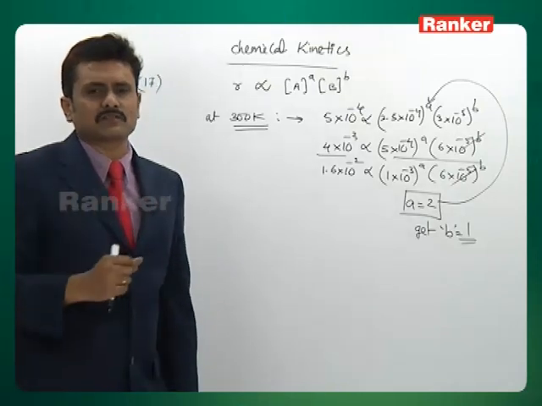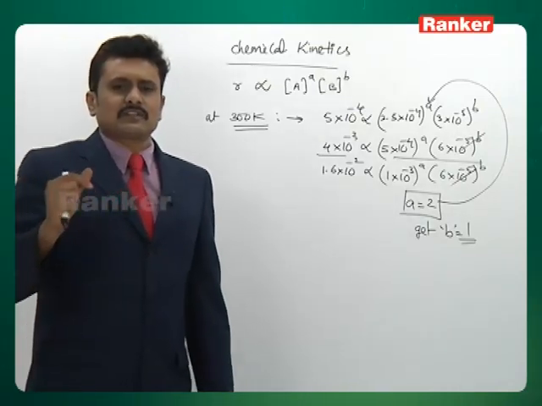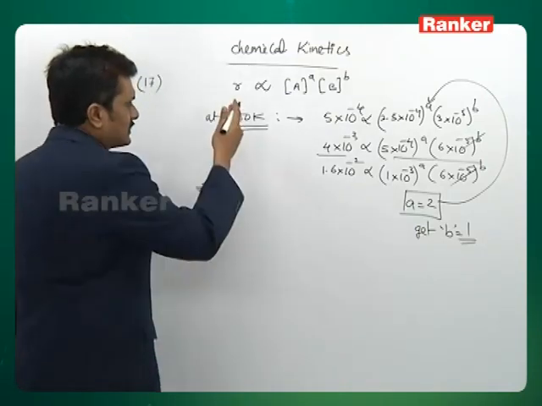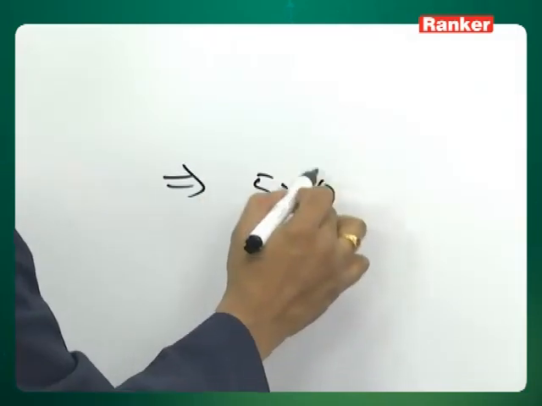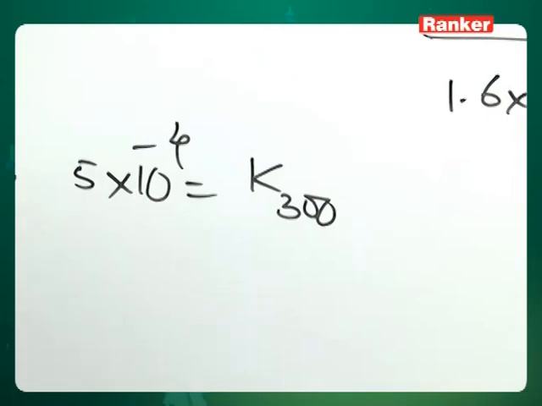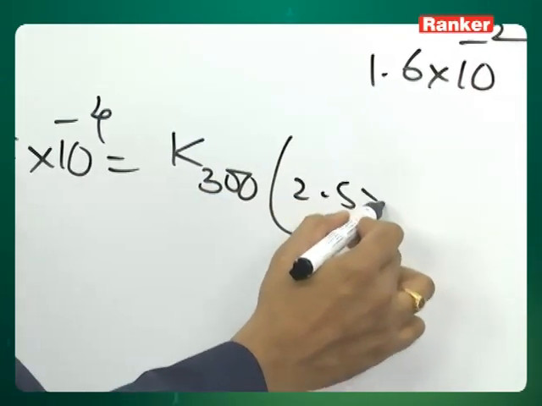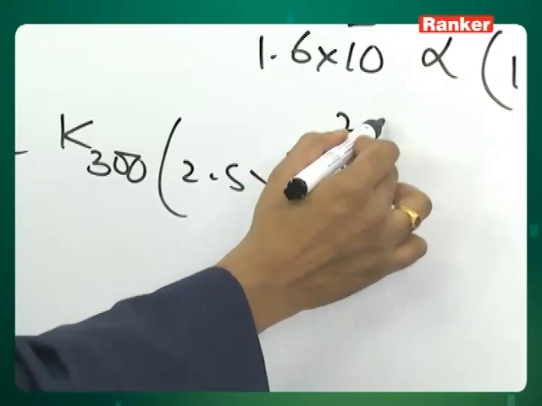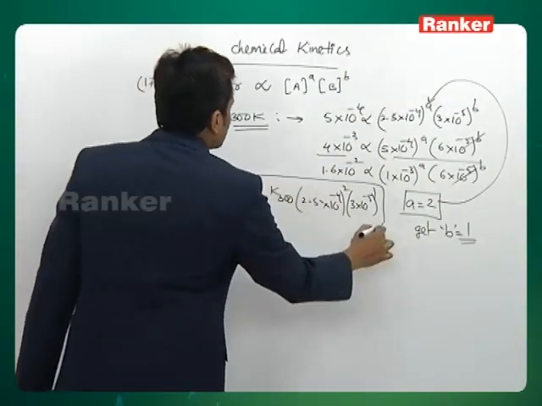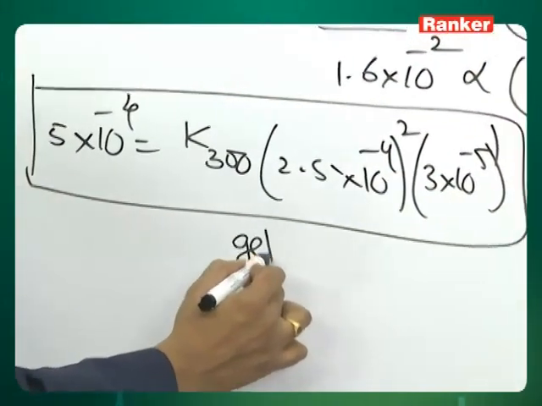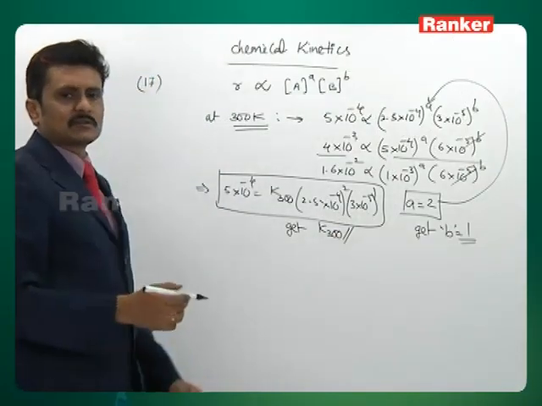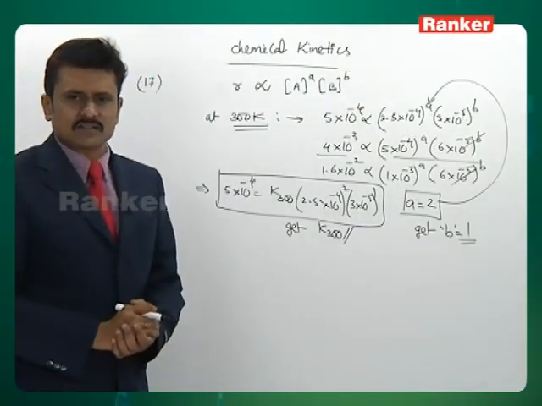Now after knowing the order of the reaction, we have to find the rate constant. We know that at 300 Kelvin only I am doing all these calculations. You can see I have the data with me. Now k at 300 Kelvin, since we have that value, is 2.5 into 10 to the power minus 4 whole power 2, 3 into 10 to the power minus 5 whole power 1. From this data, we have to find the rate constant at 300 Kelvin.